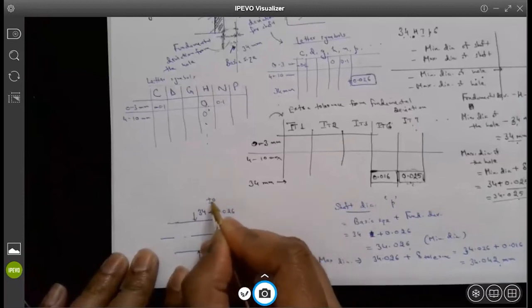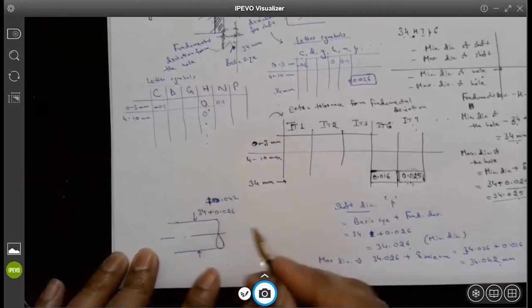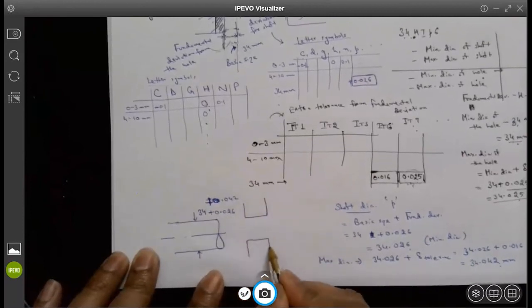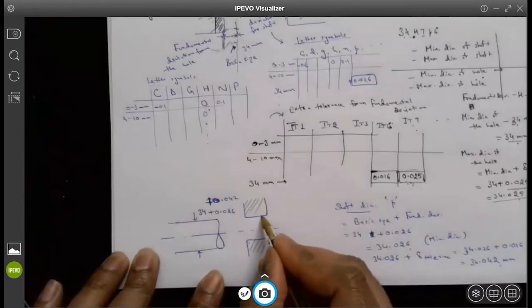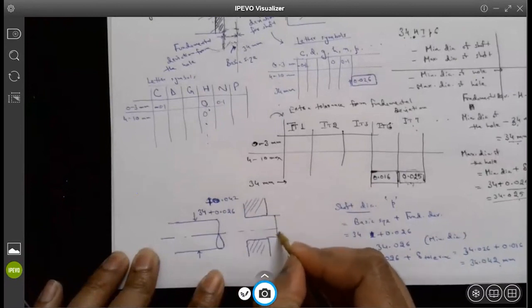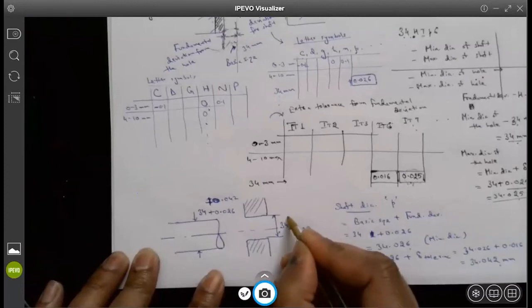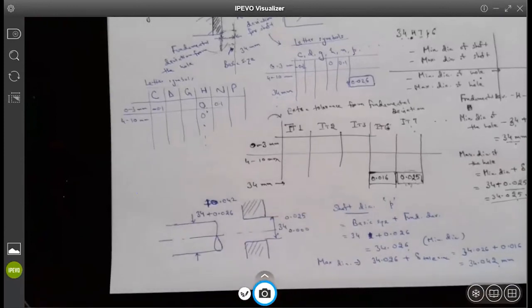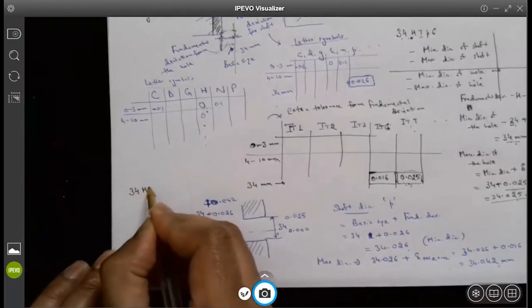So the shaft specification is 34 plus 0.026 to plus 0.042. And the hole specification is 34 with 0.000 to 0.025. So this is what we get based on our specification 34H7P6.